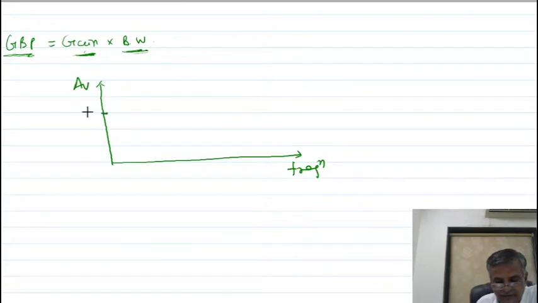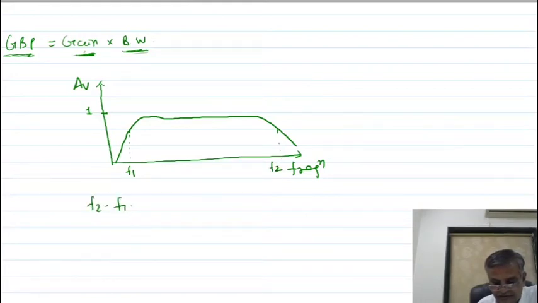Remember, this is where your gain is 1. This is the graph, a symbolic representation I am showing you. This bandwidth is very large. So it has high frequency capability, okay, but gain is always less than 1.